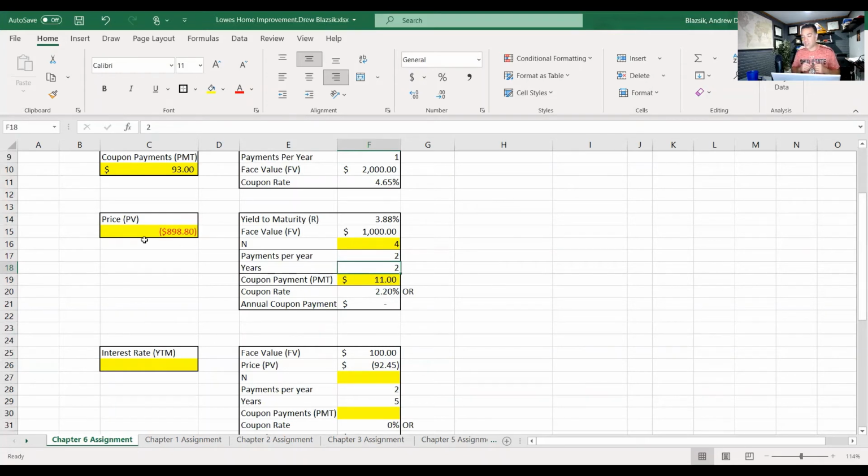Why is the price negative? Because you have to purchase the bond. This is what you're purchasing it for. So $898, that's what it's going to cost you. And that's why it's negative, because you have to get rid of that money. So there you go. So we did that.